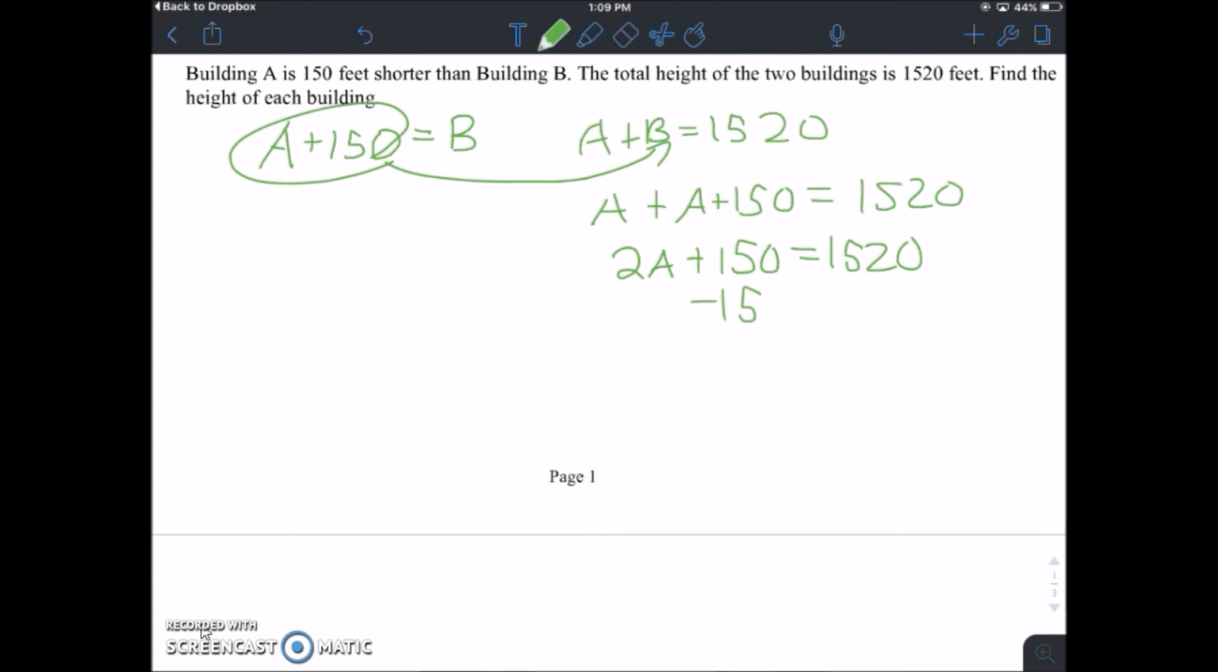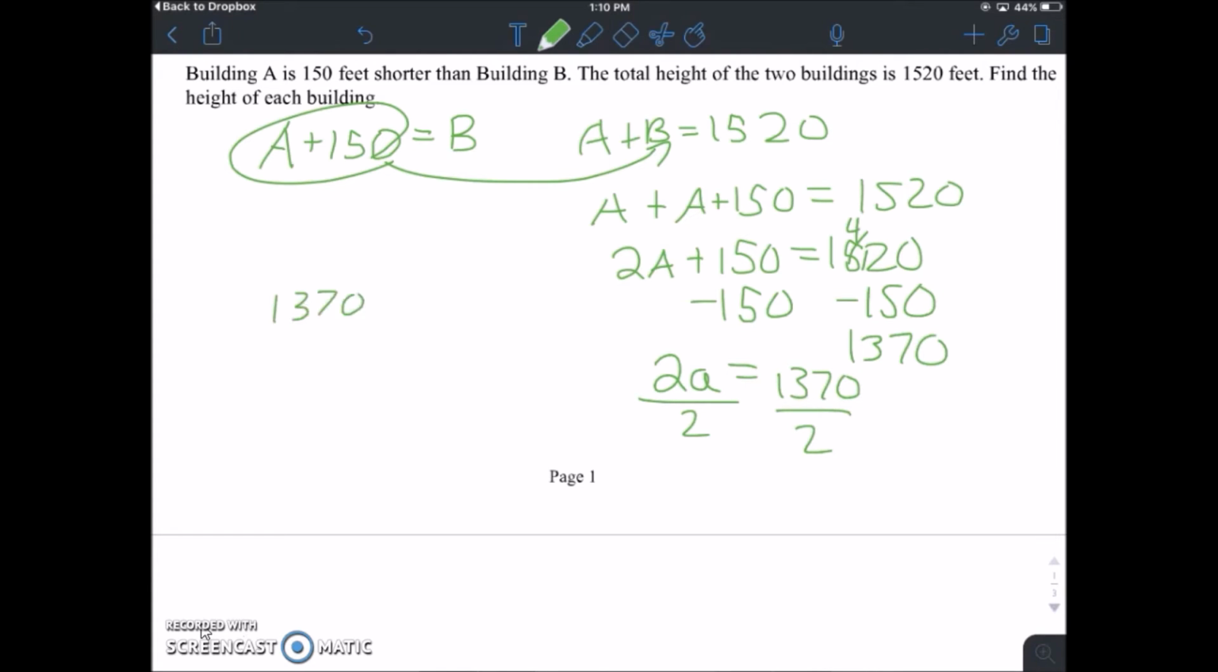Subtract 150, and 2A equals 1370. Divided by 2, A is 685. So building A is 685 feet.